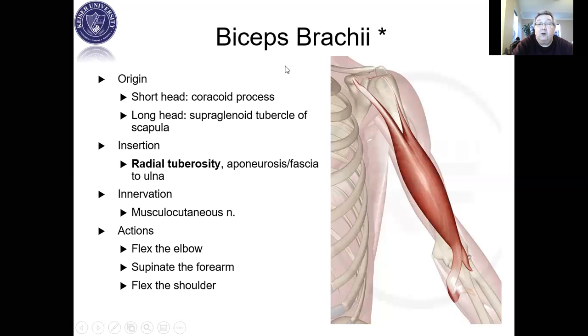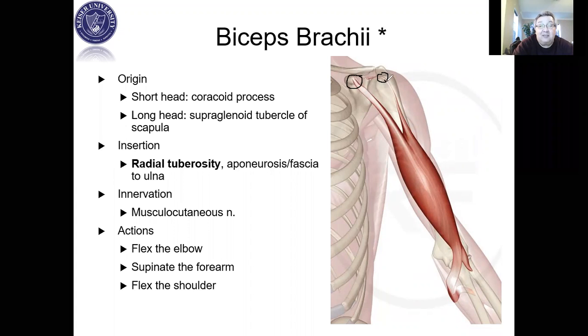The short head of the biceps brachii has its other origin on the coracoid process. Remember that finger-looking projection of the scapula. All right, so these are the two origins of the muscle. So this is what happens.